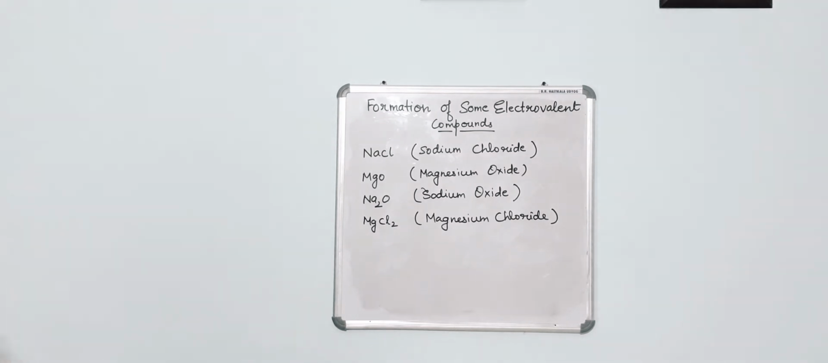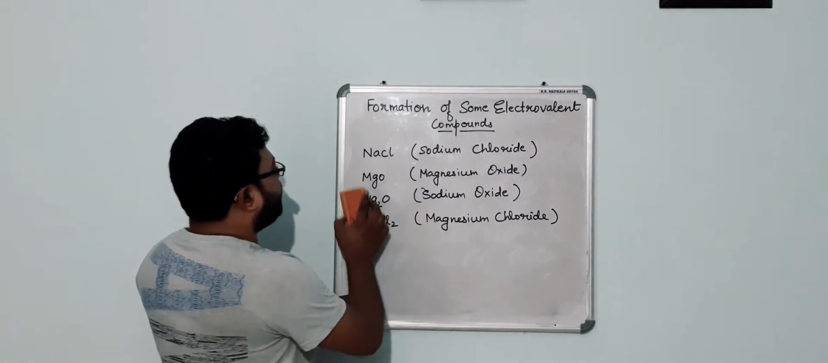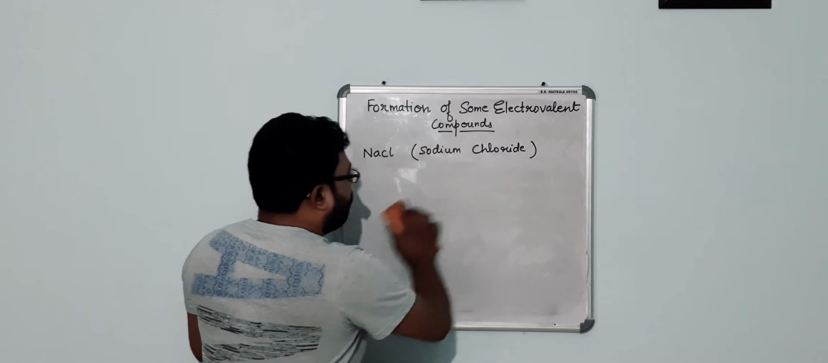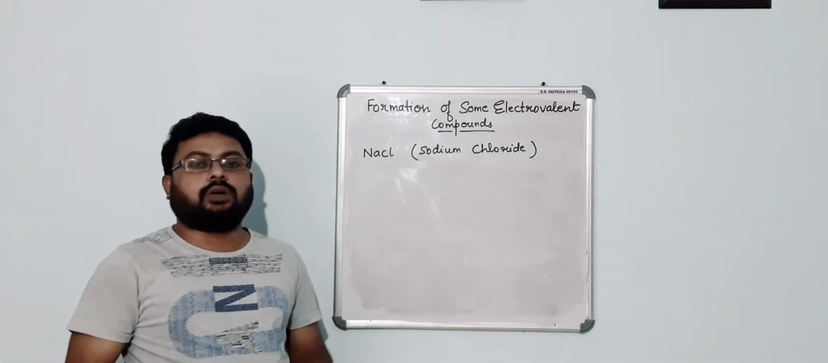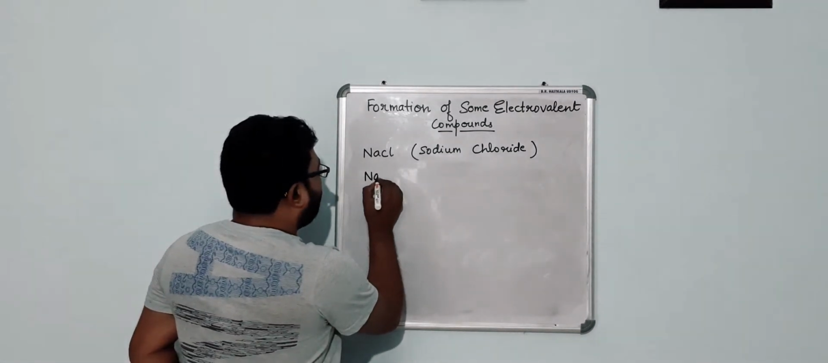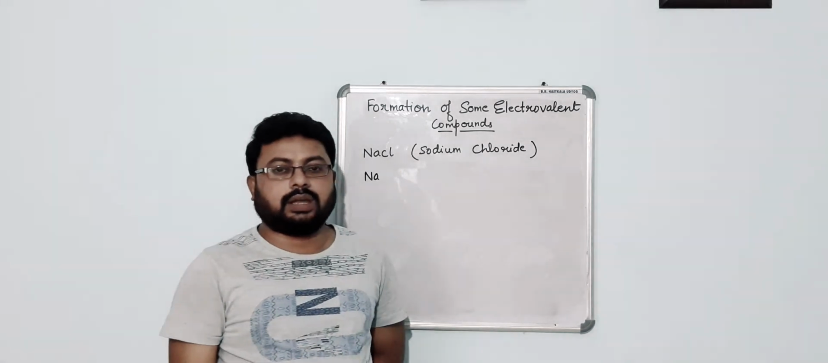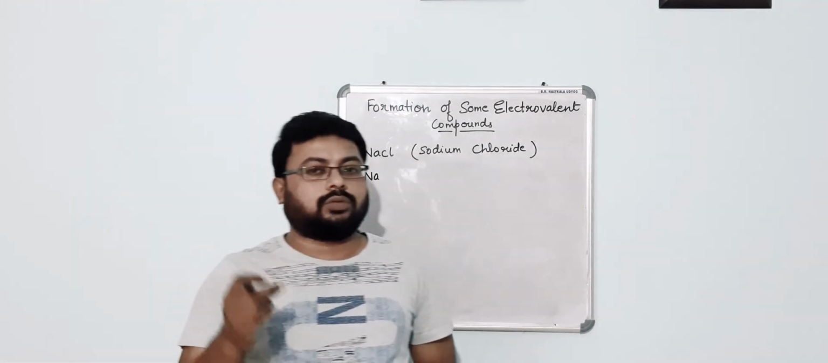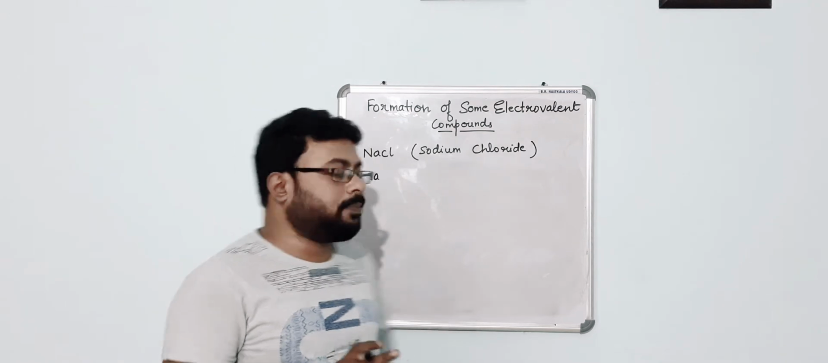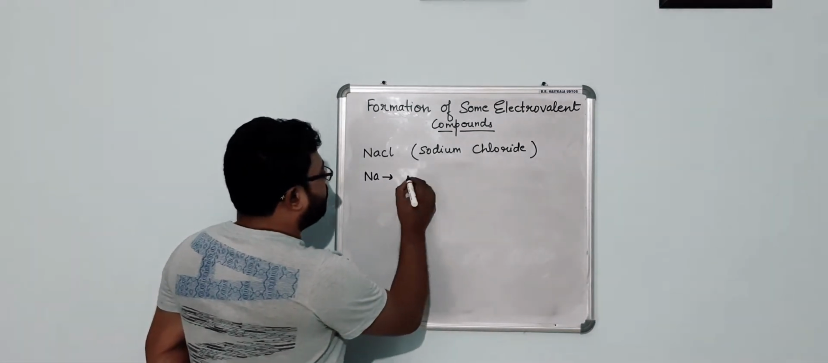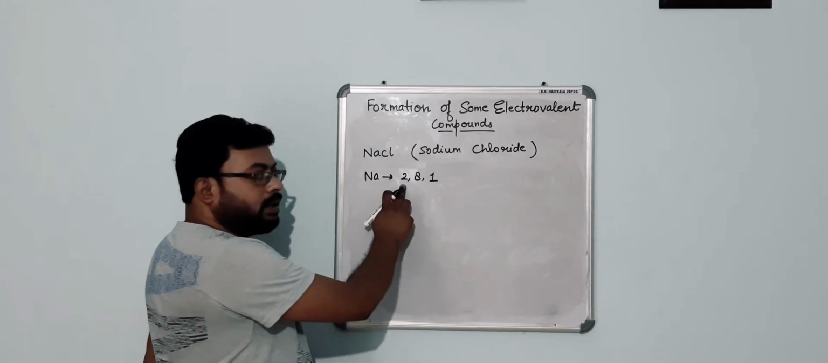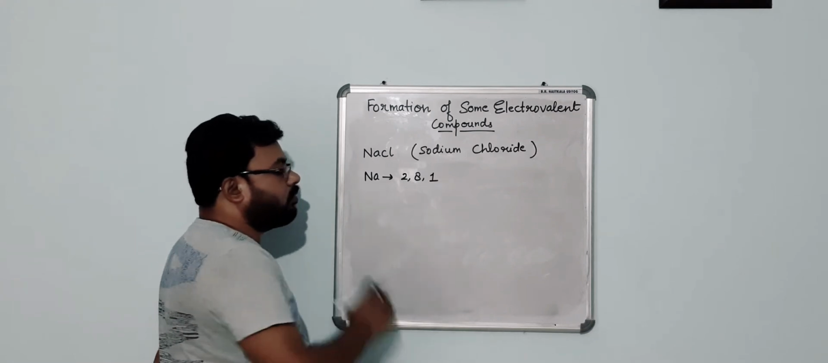Let me talk about the formation of sodium chloride first. We know that sodium has 1 electron in its outermost shell. How come? The atomic number for sodium is 11, which means sodium has 11 protons and 11 electrons, because sodium is a neutral atom. So the distribution of electrons would be 2 in the first shell, 8 in the second shell, and 1 in the third shell.